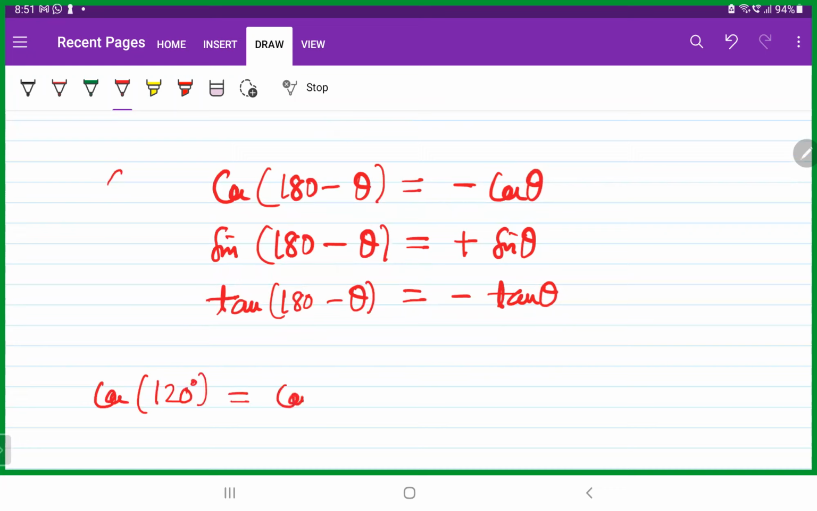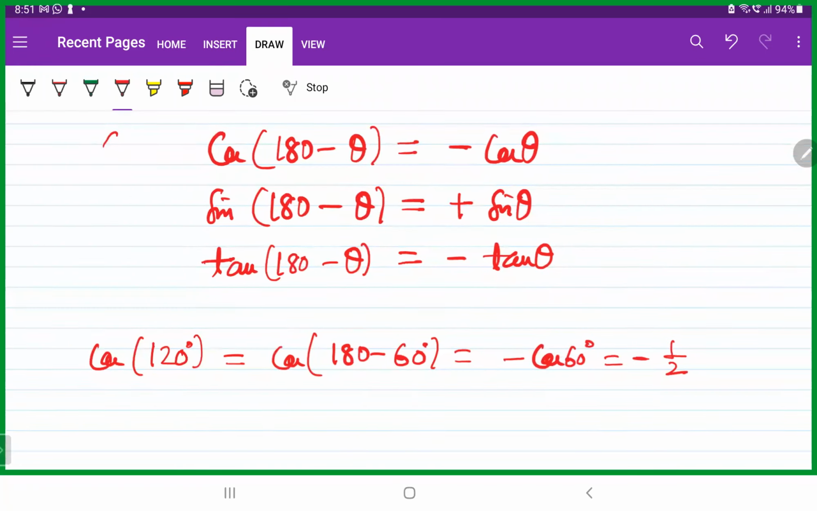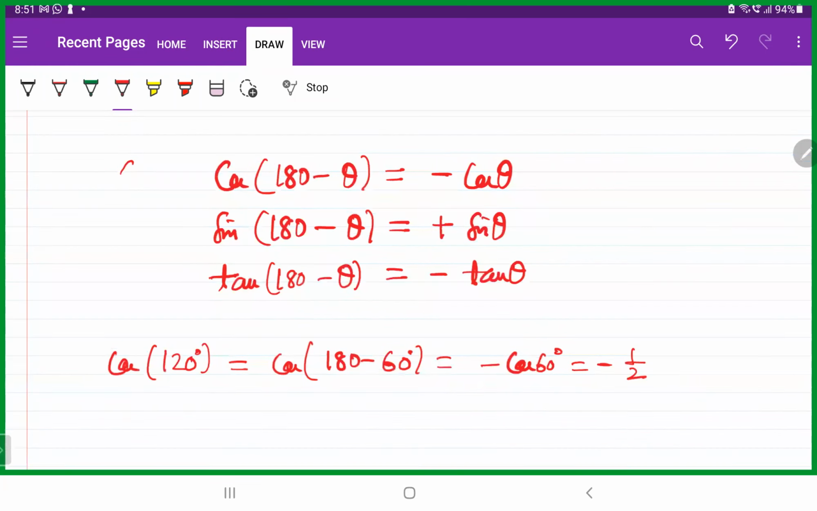Suppose we are interested in cos of 120 degrees. How to calculate? What is 120? Can we write 180 minus 60? Then it will be minus cos 60. Cos 60 is how much? Cos 60 is 1 by 2, so it will be minus 1 by 2.